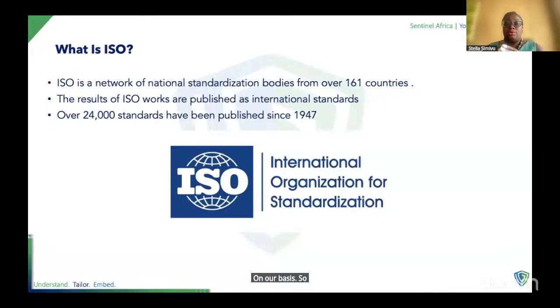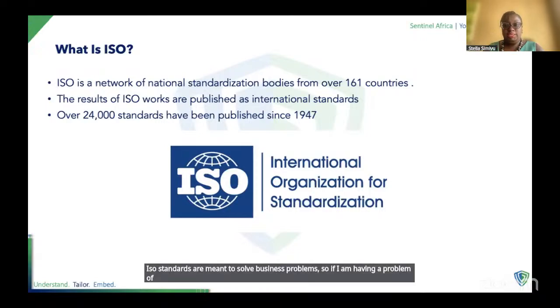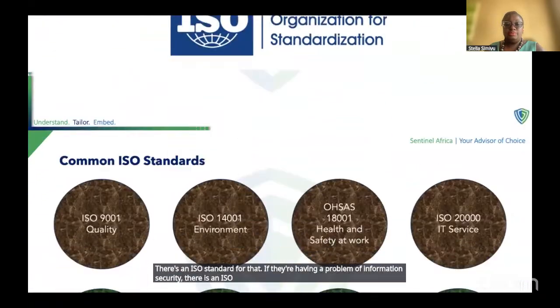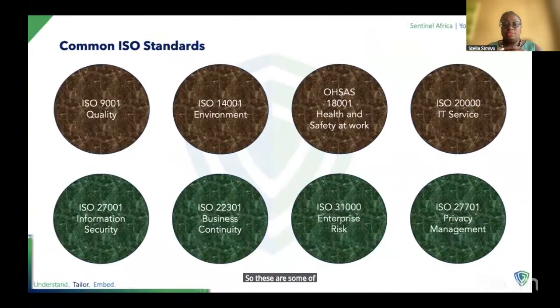So ISO is an organization, basically a network of national standardization bodies from 161 countries. ISO publishes what are called international standards, and there are 24,000 international standards out there covering various topics. ISO standards are meant to solve business problems. So if I am having a problem of sustainability, there's an ISO standard for that. If I'm having a problem of information security, there's an ISO standard for that.